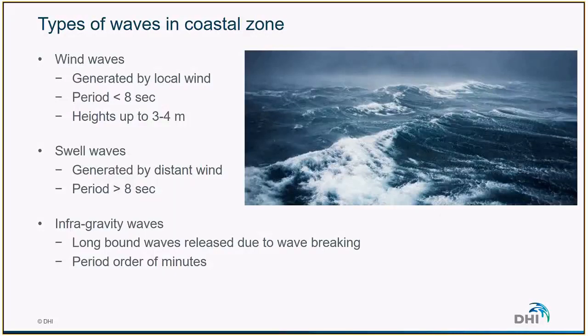Typically, we distinguish different types of waves based on their period. We first have the wind waves that are generated by a local wind and which have a period of, let's say, below 8 seconds. Another main type of wave is the swell waves, which are typically generated by distant wind and which have a period which is larger than 8 seconds.